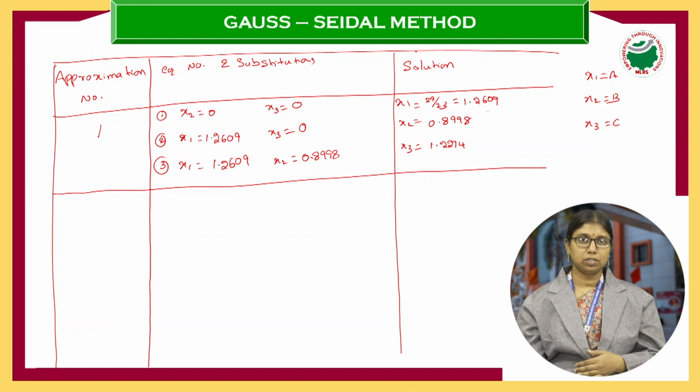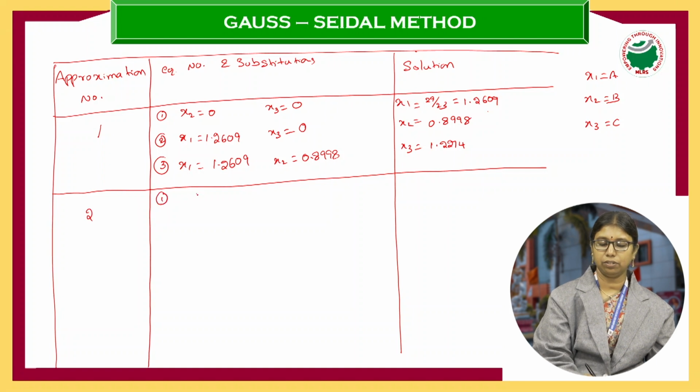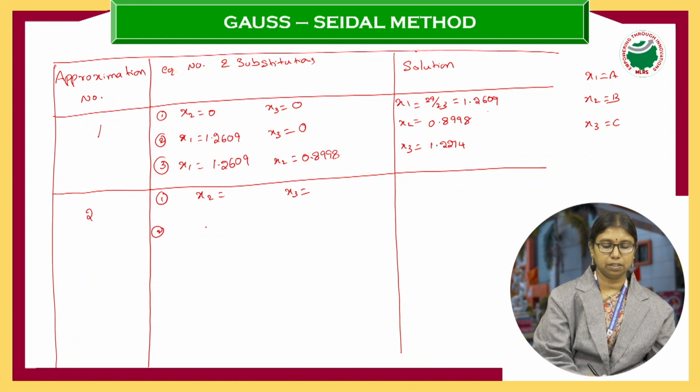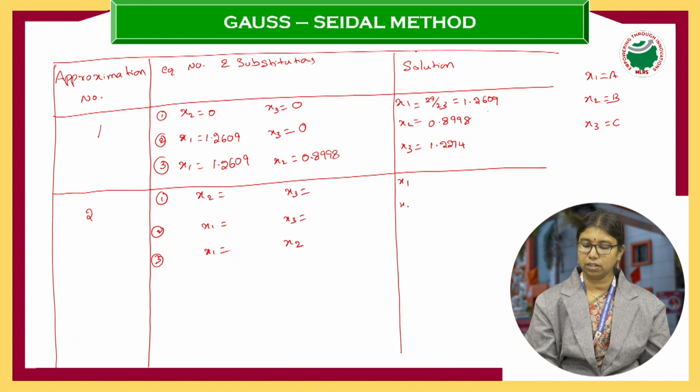Now do the second approximation to compare the values. In the second approximation, again you have to take substitutions: for the first equation, x2 and x3; for the second equation, x1 and x3; for the third equation, the substitutions are x1 and x2. Then you will get the x1, x2, x3 values.